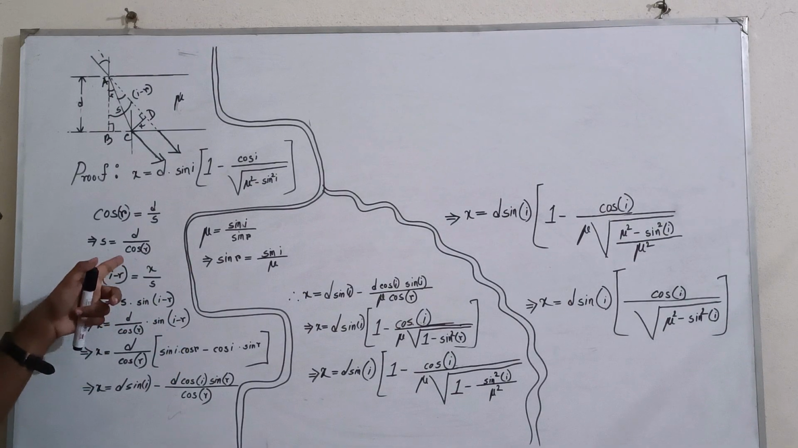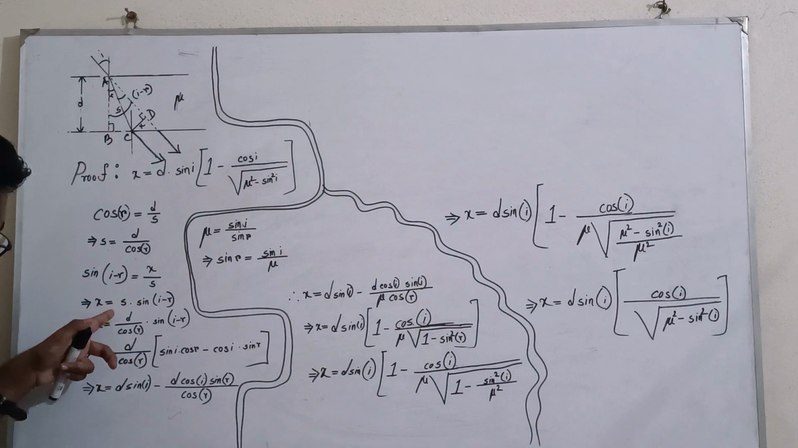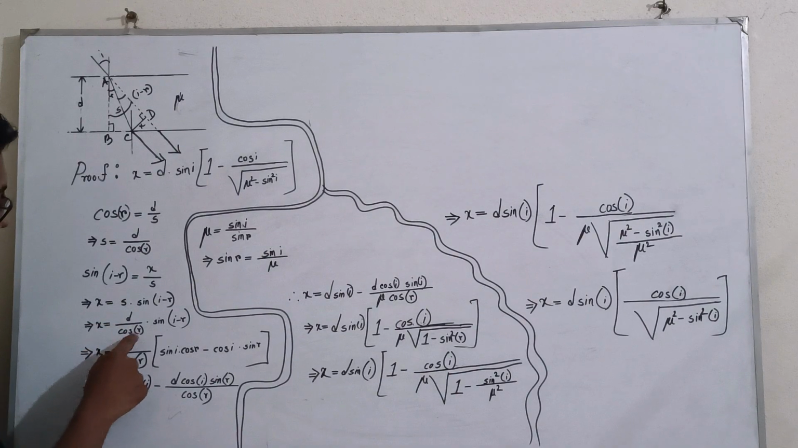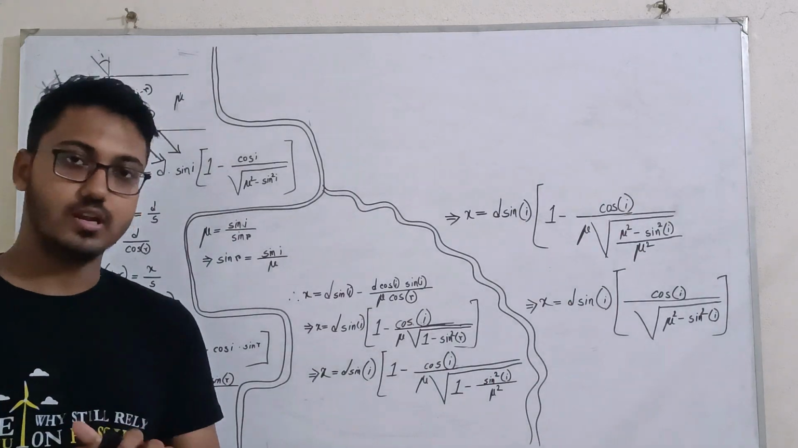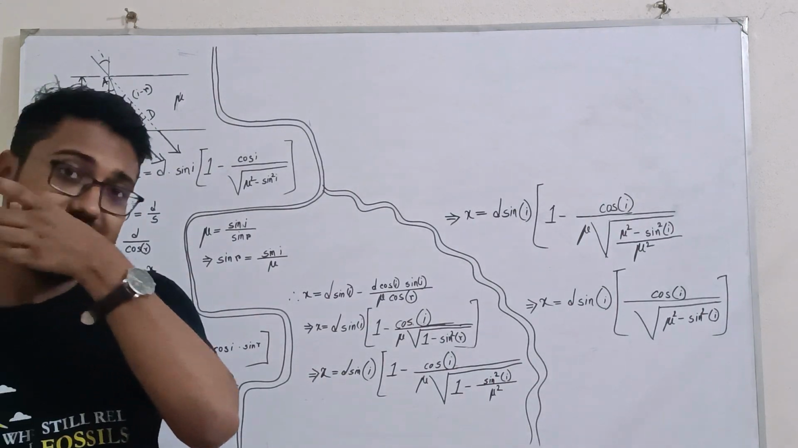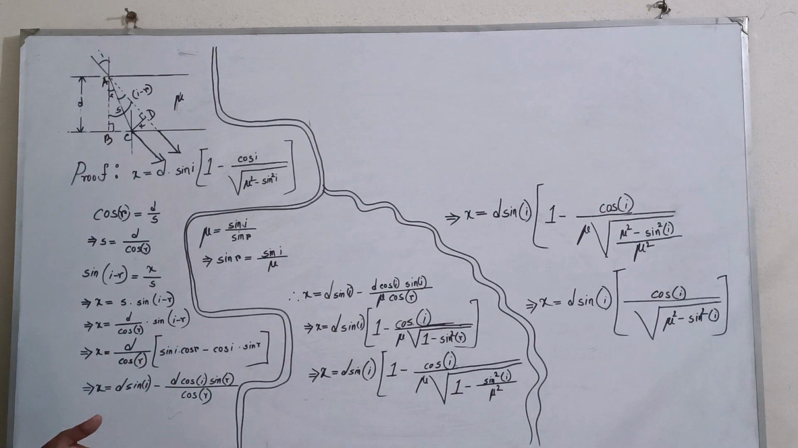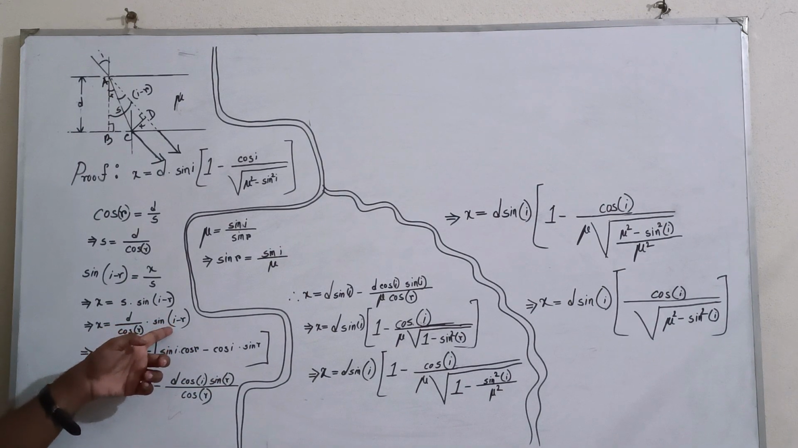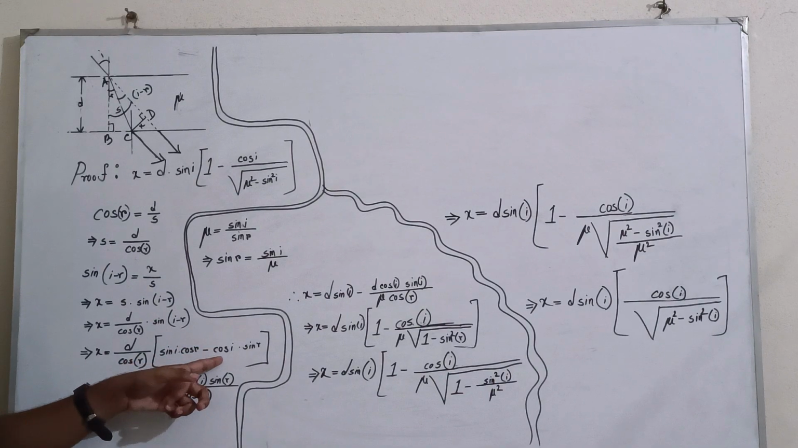Now we have already found the value of s, that is d by cos R. So we put the value of s, so x is equal to d by cos R into sine of I minus R. Now we know the trigonometric formula of sine A minus B, that is sine A cos B minus cos A sine B. So I is our A and R is the B. So x is equal to d by cos R into sine I cos R minus cos I sine R.